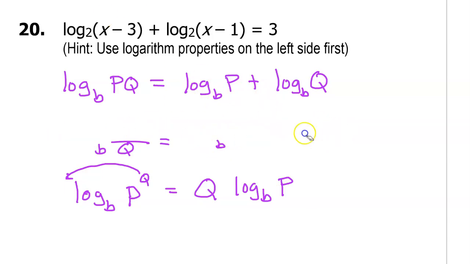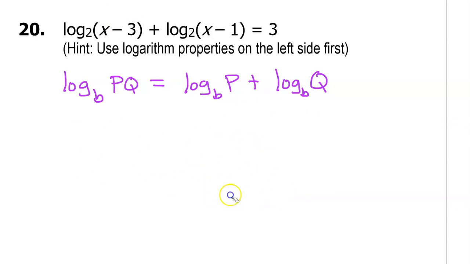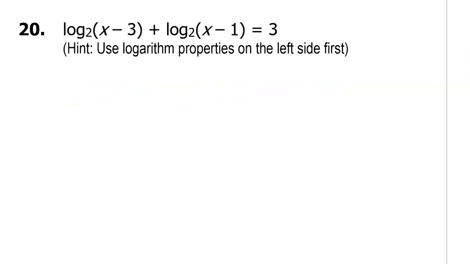For this particular problem, we only need the first one. Notice that we have the log of something plus the log of something. So we can rewrite this as a single log of a product. So I'm going to use that property and rewrite this as the log base 2 of x minus 3 times x minus 1. And that equals 3.